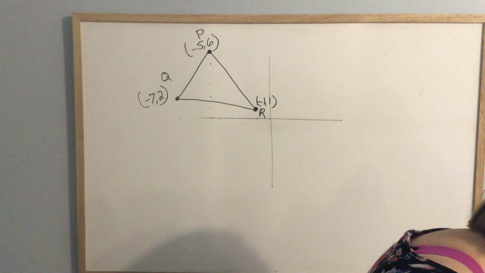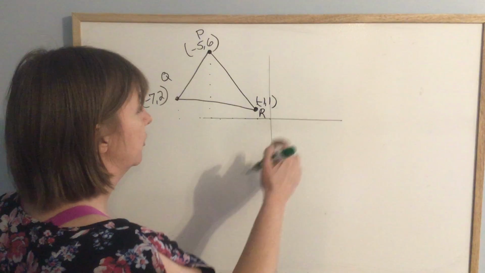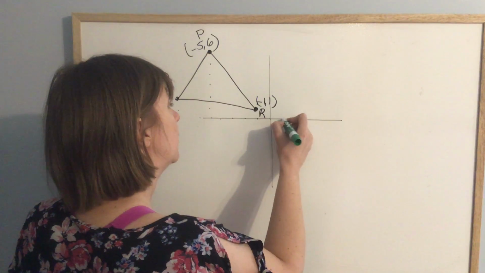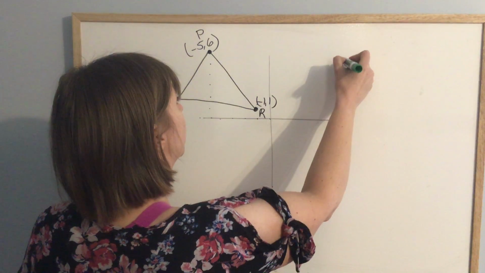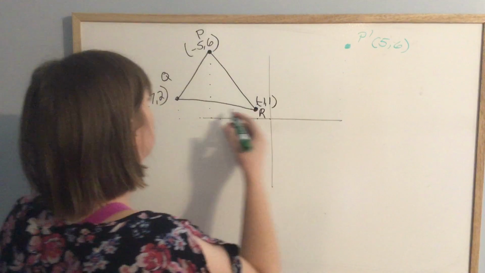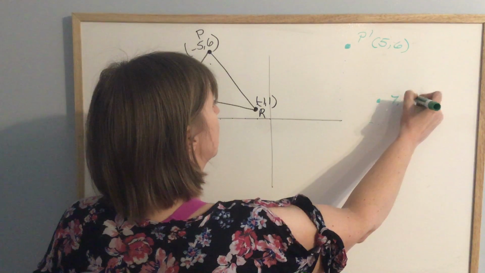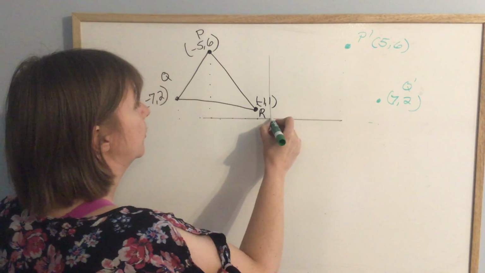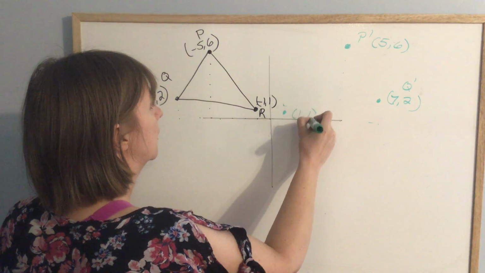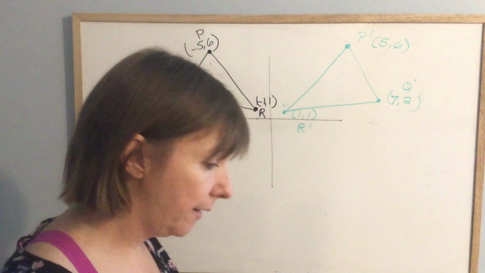They want you to reflect it in the y-axis. If I reflect in the y-axis, you change the sign on your x's. So point P is now going to be forward 5. 1, 2, 3, 4, 5. 1, 2, 3, 4, 5, 6. So P prime is at 5 and 6. Q would be at +7 and 2. And R would be at +1 and 1, which is going to be a little bit lower. So it would look something like that.